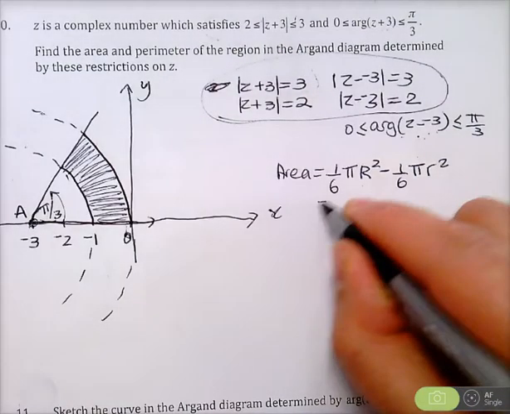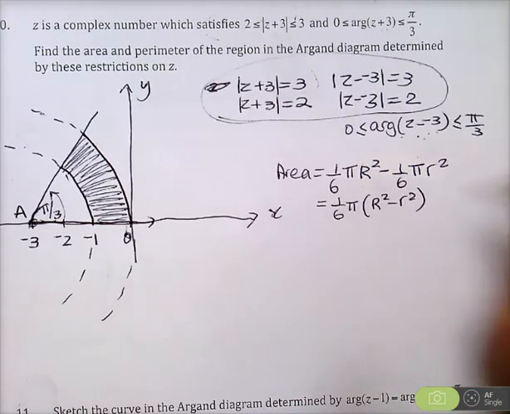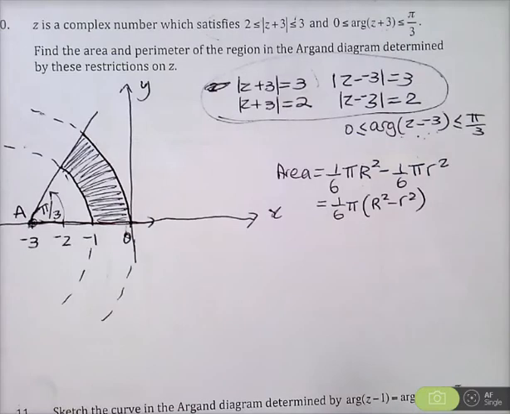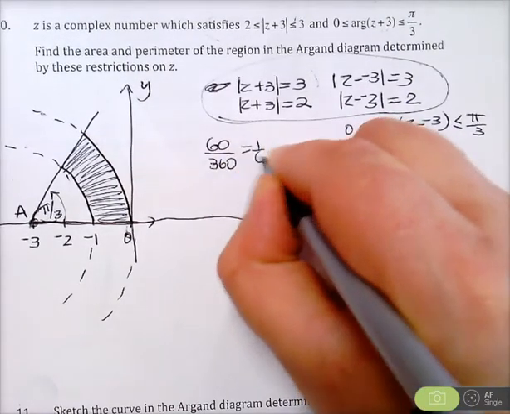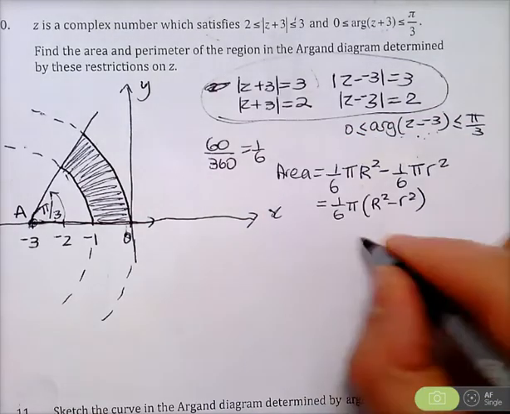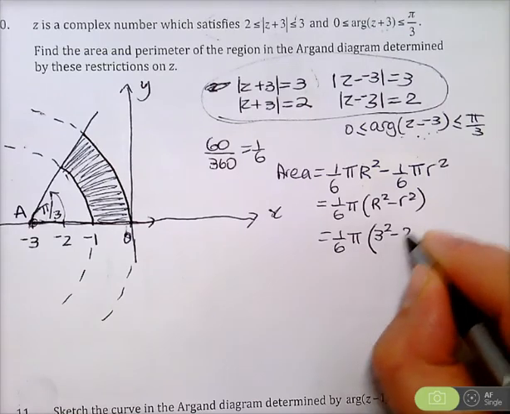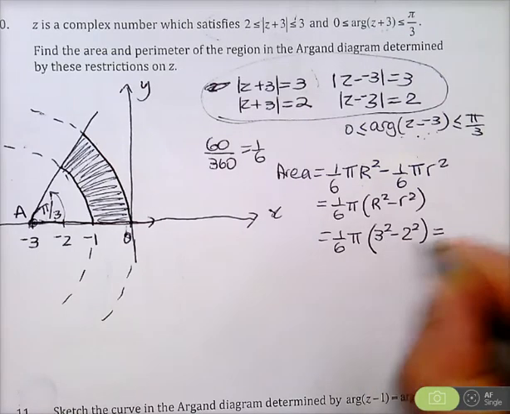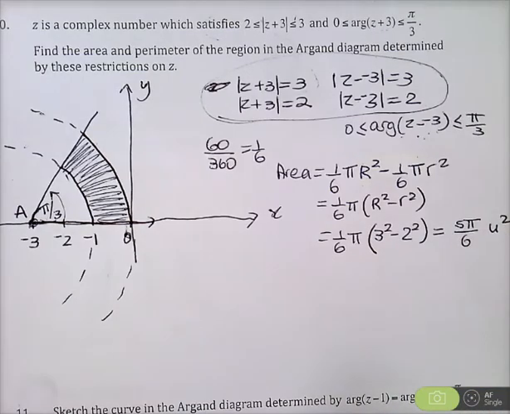So now I'll go 1/6 pi bracket R squared minus r squared. I'll take the common factor. You're okay with the 1/6 because 60 over 360 is 1/6. So I've got 1/6 pi times, what do we got? 3 squared minus 2 squared? Yep, so it's 5 pi on 6 units squared.